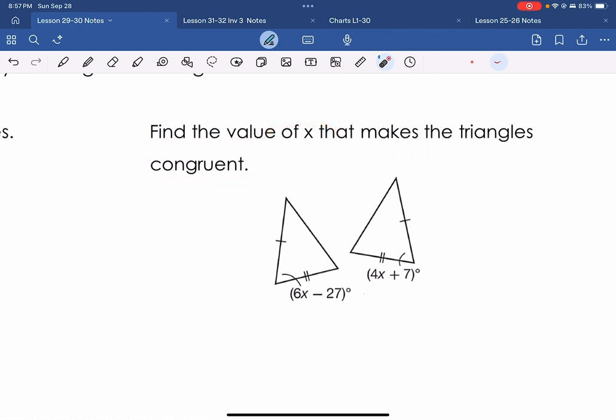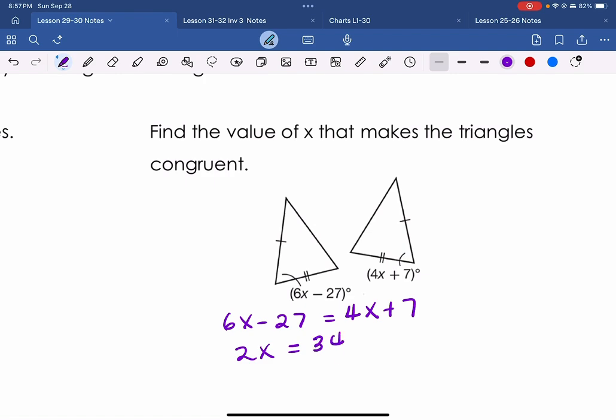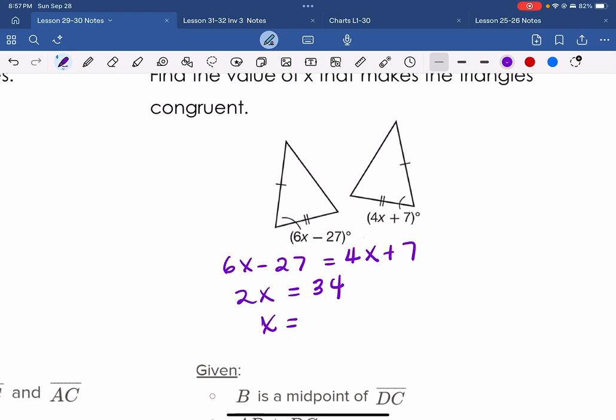Okay, over here it says find the value of x that makes the triangles congruent. Well, because side, angle, side and side, angle, side would make these two triangles congruent, then I know both of these angle measures are equal to each other. So we're going to set this up as 6x minus 27 is equal to 4x plus 7. Then we're going to subtract 4x from both sides to get 2x on the left. We're going to add 27 to the other side to get 34. We're going to divide by 2 and find that x equals 17. So all I did was set this equal to this and then solve for x.